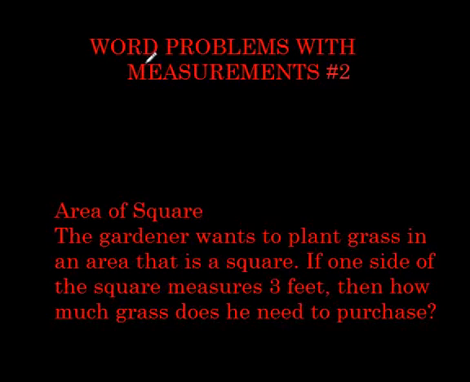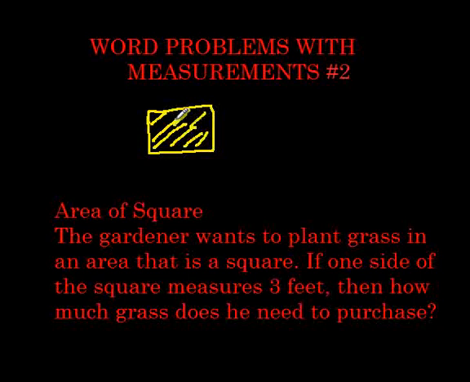For this video, we're going to continue our lesson about word problems with measurements. This time we're going to be talking about area. The area of a square, if I make a square here, represents all of the space inside the square. From the last lesson, we remember that perimeter is the outer edge or the boundary. So area is all the area inside of the square.